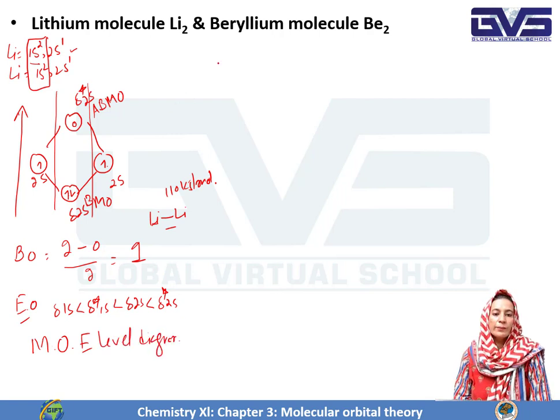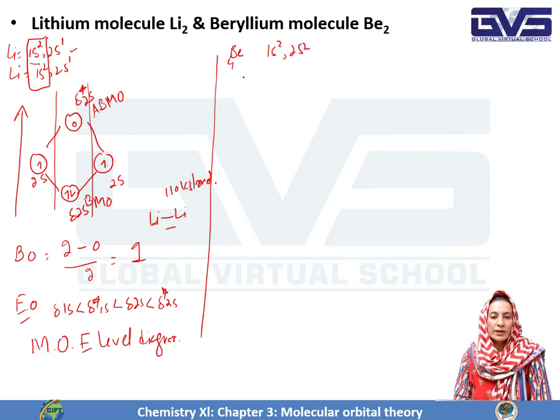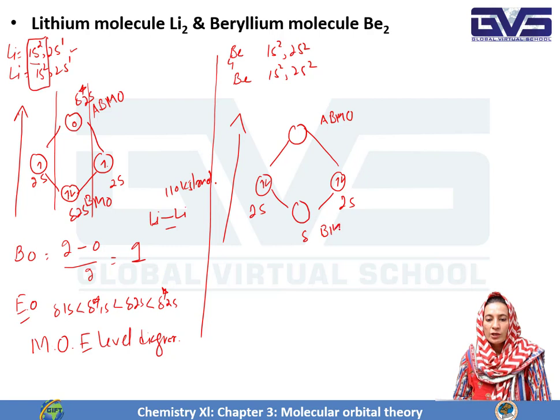Now come to the beryllium. Beryllium atomic number is 4. 1s2 and 2s2. The other beryllium will also be 1s2, 2s2. So this one is energy. This is 2s and this is also 2s. And they have 2 electrons in each. They will overlap to form molecular orbitals. Half of them will be at lower energy, half of them will be at higher energy. This is the sigma bonding molecular orbital, sigma 2s, and this is the anti-bonding molecular orbital, sigma star 2s.